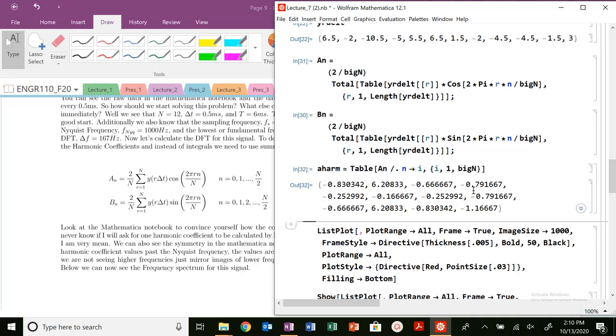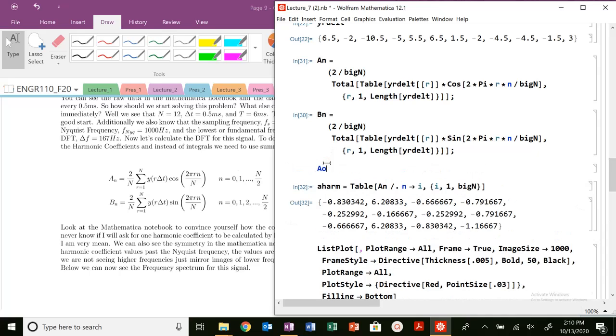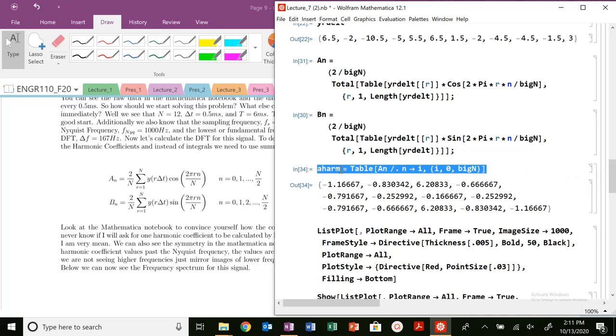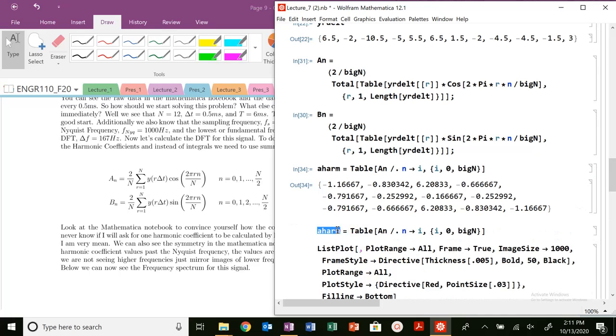Now there's something interesting kind of hidden in here, and we're going to see that pop up in just a second. And actually, how do I calculate my A sub naught? Well, I know that if n is equal to 0, my cosine is just going to be 1. So let's see if we can do slash dot n goes to 0. We can calculate that value right there. So let's go from 0 to big N. Again, I don't usually want to do my 0th order harmonics, but let's go ahead and do that here. What about my B harm? Just my B sub n.